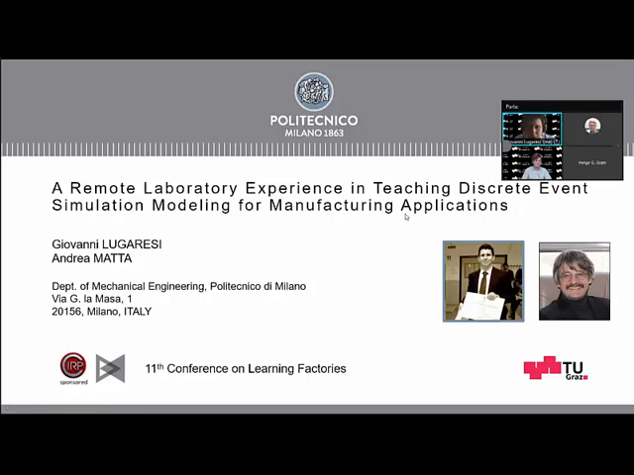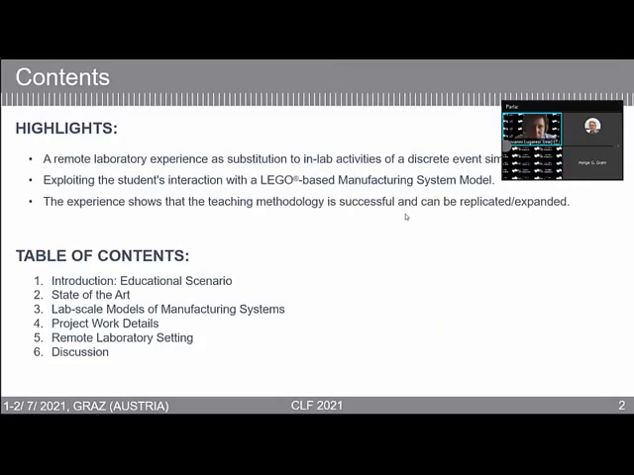I'm Giovanni Lugaresi from Politecnico di Milano and I'm going to present the joint work with my supervisor Professor Andrea Matta. In this work we are going to present the experience of a remote laboratory that we did in the last year as a substitution for the in-lab activities for a discrete event simulation course.